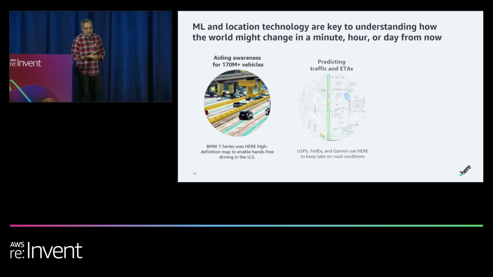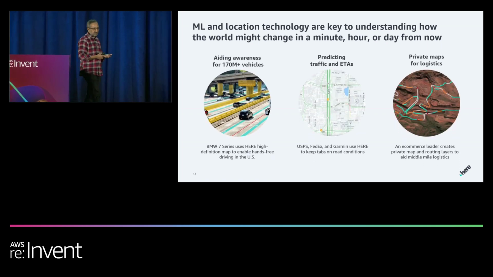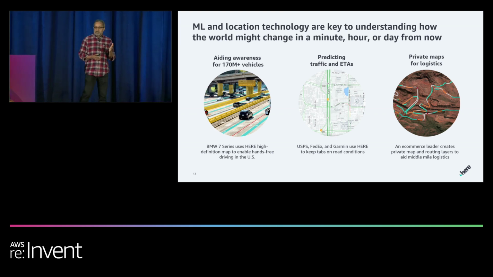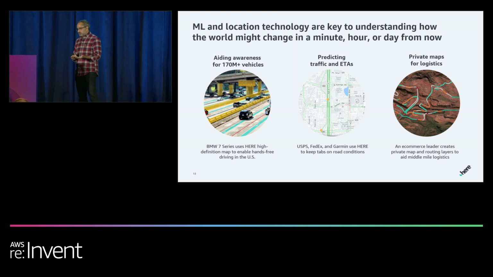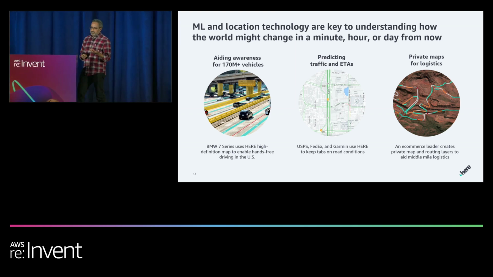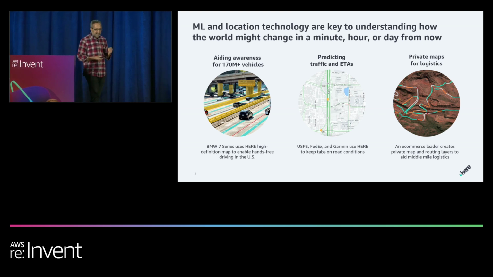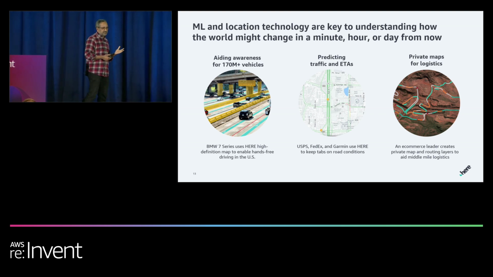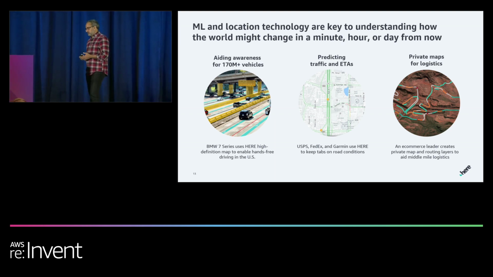Now, where do you see or experience us? Our capabilities are aiding awareness for 170 million plus vehicles on the road. We are helping our customers by predicting traffic and ETAs. And some of our customers have their own location data. We enable them to create private maps for logistics.